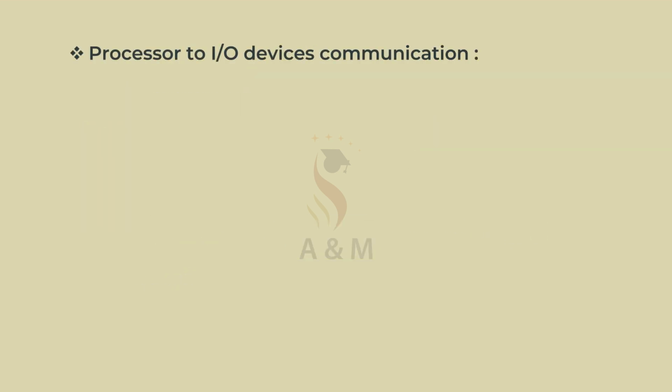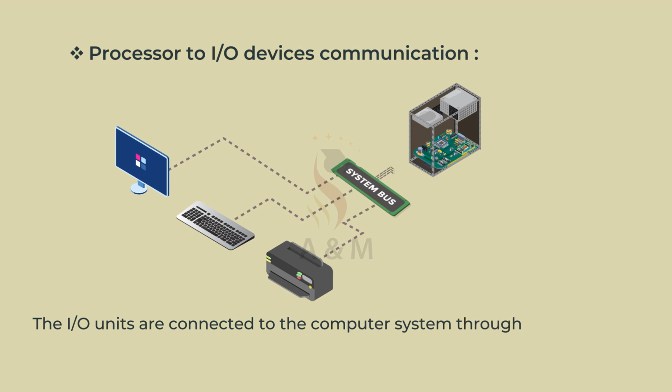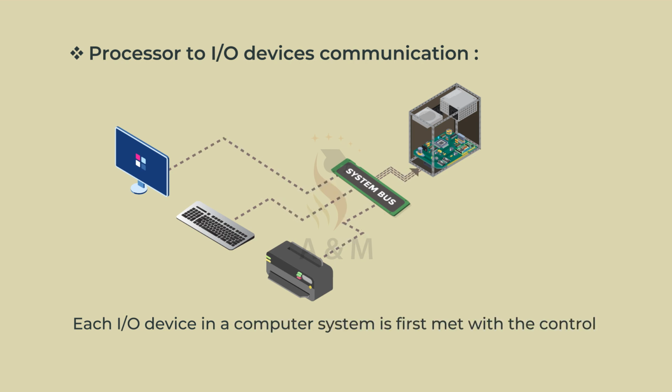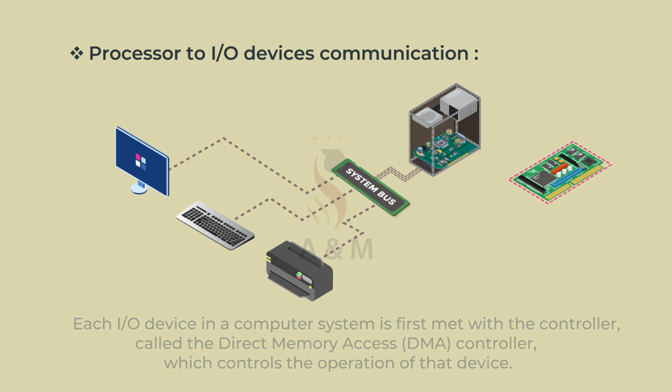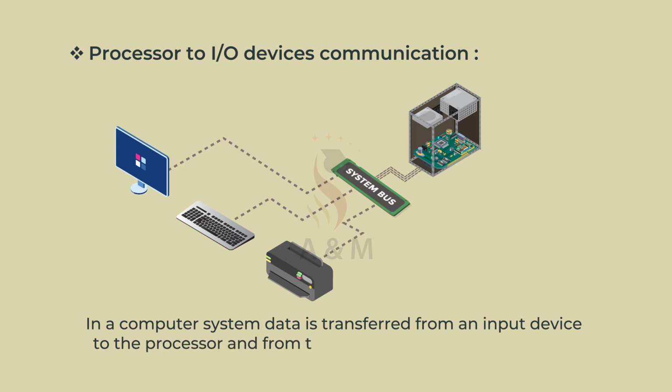The second one is processor to I/O devices communication. The I/O units are connected to the computer system through the system bus. Each I/O device in a computer system is connected with a controller called the Direct Memory Access controller, that is DMA controller, which controls the operation of that device. In a computer system, data is transferred from an input device to the processor and from the processor to an output device.